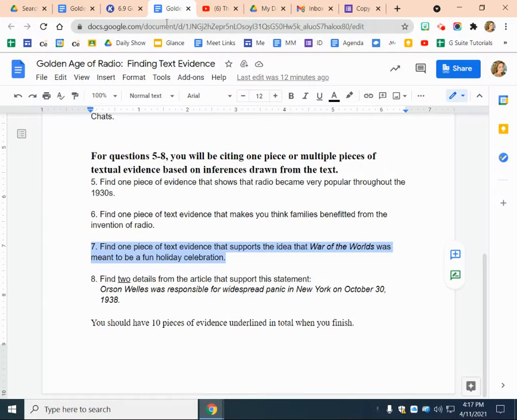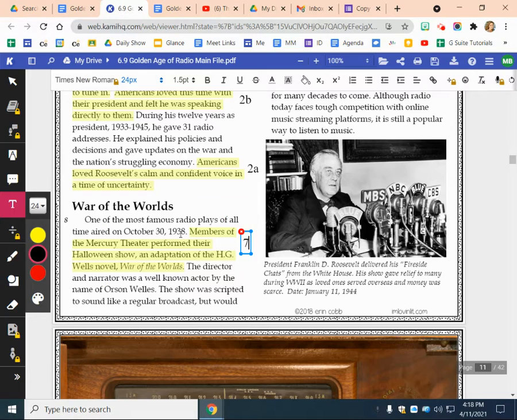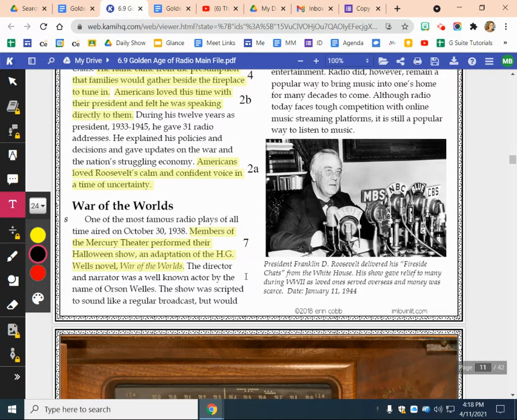We have one more. Now this last one wants you to find 2 details from the article that support this statement. It says Orson Welles was responsible for widespread panic in New York on October 30th, 1938. So we need to find 2 details from the article that show that Orson Welles was responsible for what happened. So we go back to the text. We keep reading. It says the director and narrator was a well-known actor named Orson Welles.